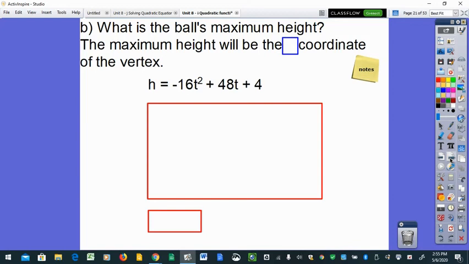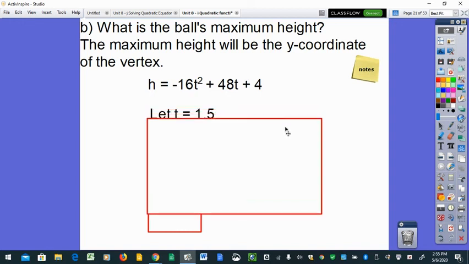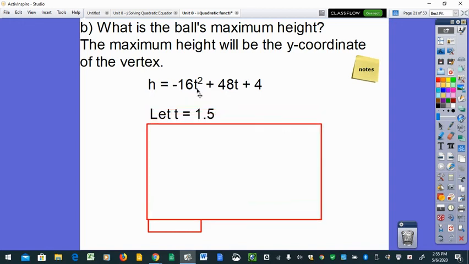So the question is, what is the ball's maximum height? The maximum height will be the what coordinate of the vertex? Did you think y? I hope so. So can you right now find the y coordinate of the vertex? Please pause the video and see how you do. Okay, guys, we need to find the y coordinate. We had already found the x coordinate, which in this case we're using t.